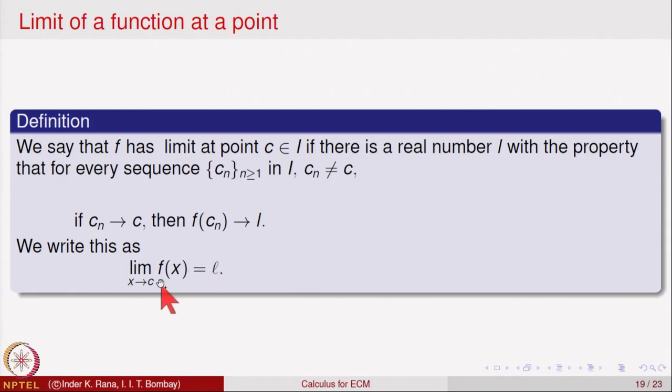So, the limit of f of x as x goes to c equals L only signifies the following: for every sequence x_n converging to the point c in the domain, f of x_n should converge to the value L in the range. Then we say the limit exists and is equal to L. We will give some more examples to illustrate this point.